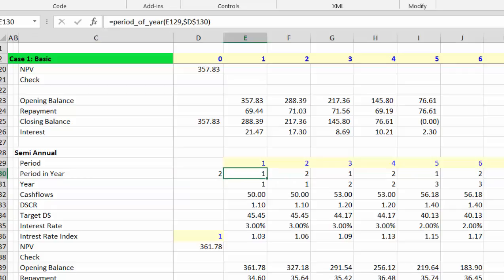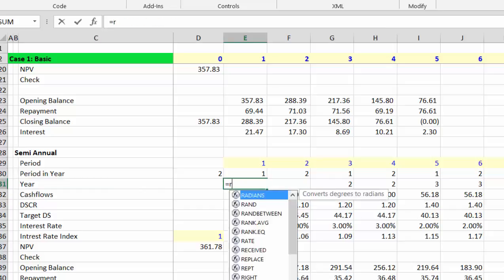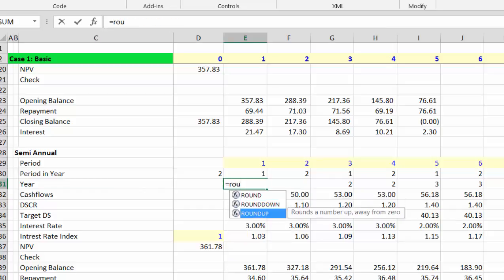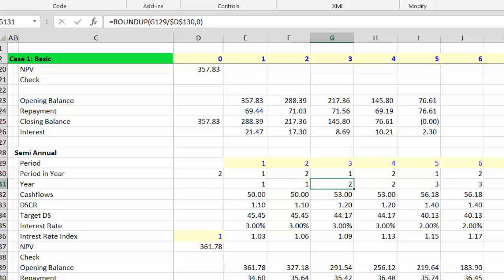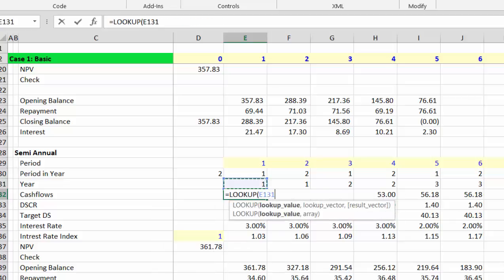Okay. Now in a minute, that will count to 12, or count to 4 if it's quarterly, and so forth. And then we just put our old round up to figure out what year we are. Take this period and divide it by the 2, and then put a comma 0, and it will just, I hope, count the number of years. So that's our year, and then our cash flows are just the lookup. I'll do one of these lookups, and we'll look up on the year.